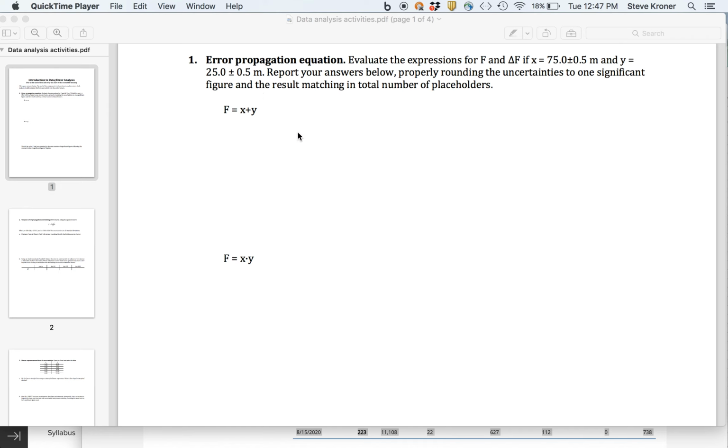Let's say you work out the delta f to be 0.34. You'd want to round your uncertainty in f to one placeholder. So in that case, if it's 0.34, that'd be 0.3. And then you'd want to match the 100 to the same decimal place, so 100.0 plus or minus 0.3.